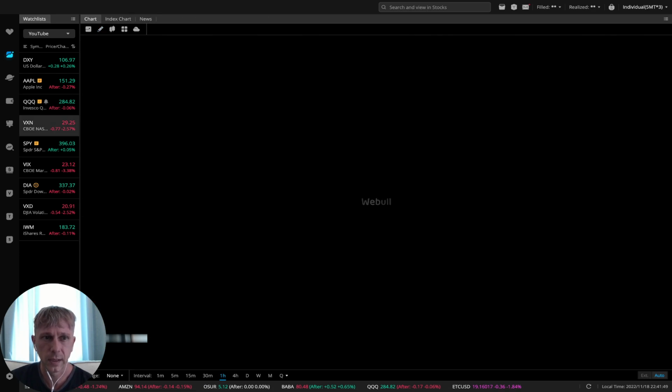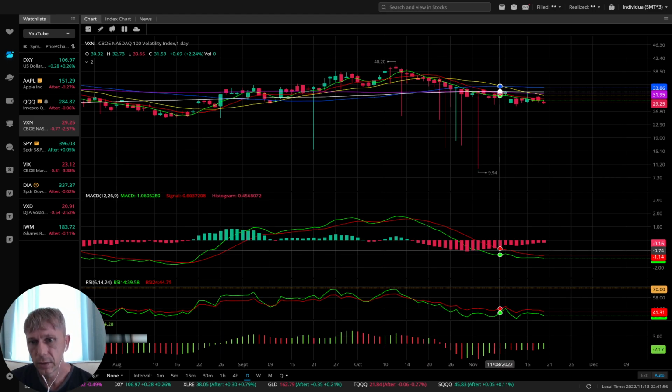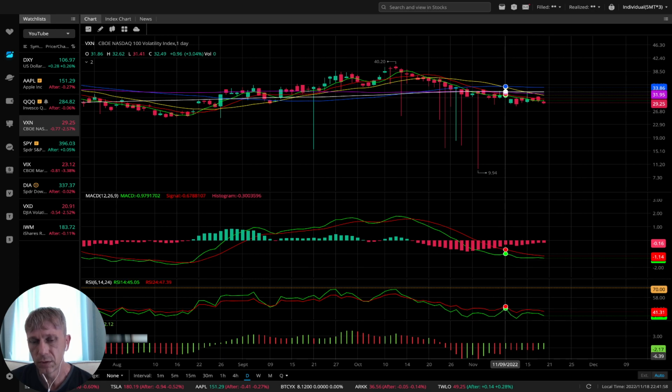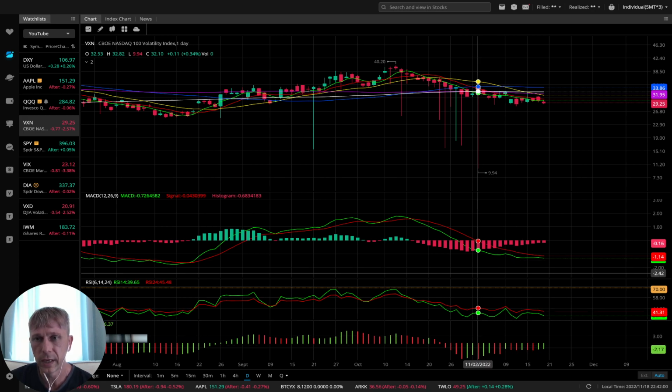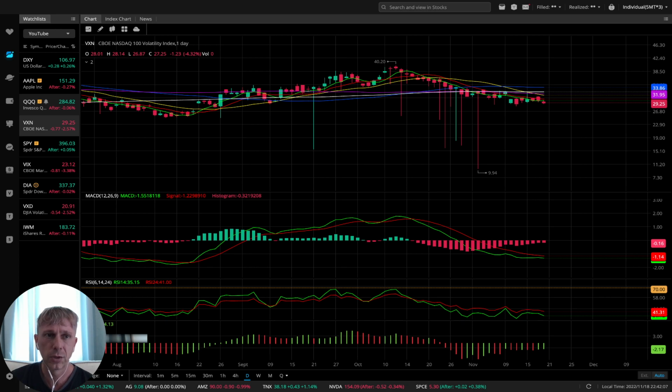Let's move to VXN. VXN daily, still bearish. It's building bullish divergences on all indicators. Still bearish, but it's building bullish divergences on all indicators. It's kind of a weird situation.